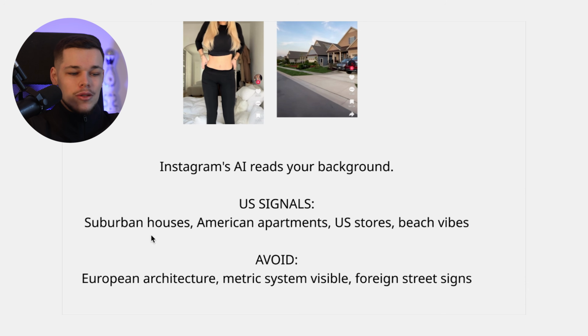So look for the signals: suburban houses, American apartments, power outlets, stores, beach vibes. That's, for example, the California bubble, right? Same with New York, same with other types of cities or states in the US. So avoid the European architecture, right? Avoid metric systems. This happened a bunch of times to our own creators. We had metric systems, or we showed a product where there was a price tag in the currency of Germany and we got busted, right?